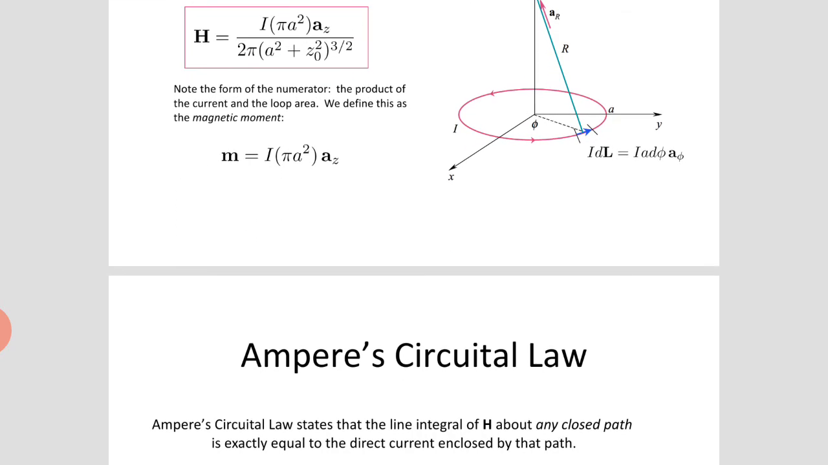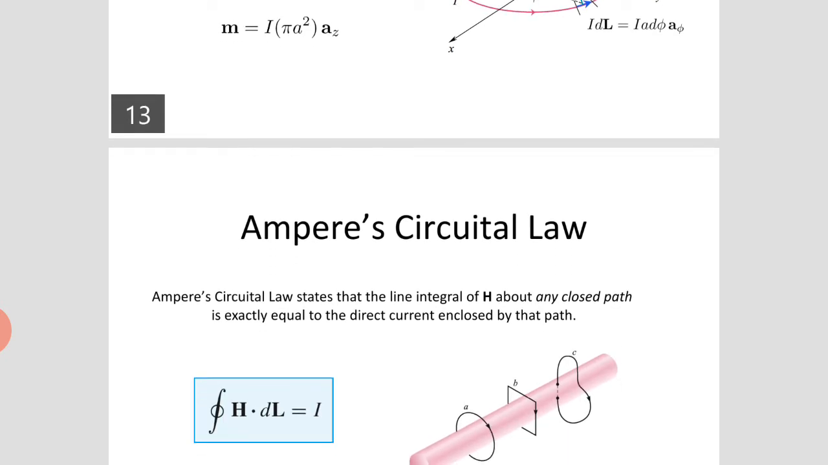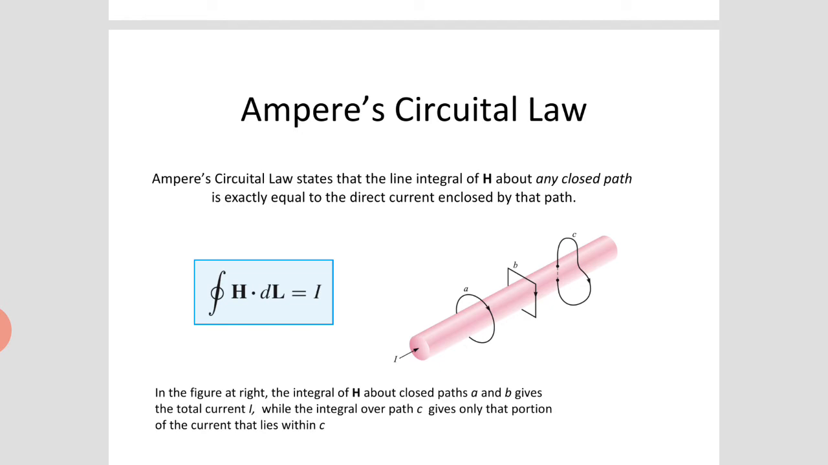So this is what we discussed about the magnetic field intensity. One arises from the finite length on the z-axis, one more from the infinite length also on the z-axis, and one more is due to the circular loop. These three examples we have considered for Biot-Savart's law. Now next we go to Ampere's circuital law.